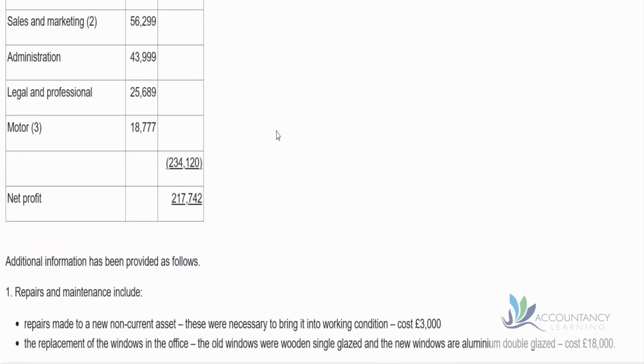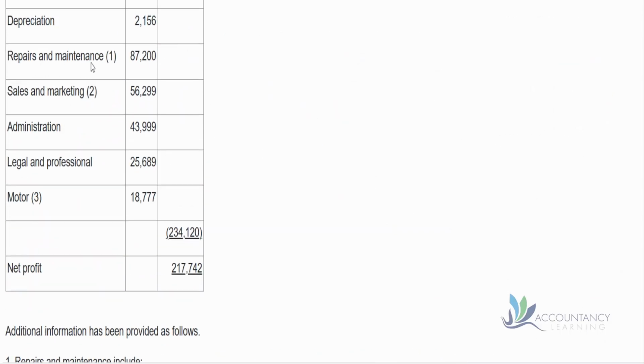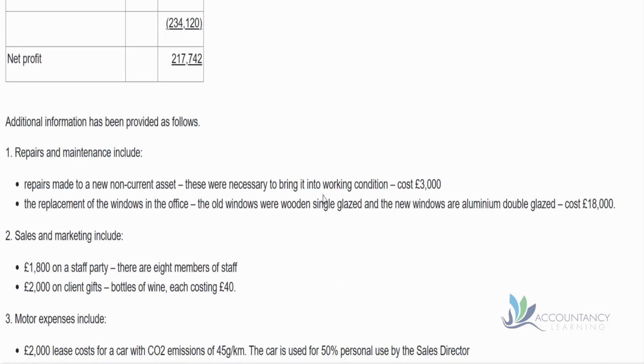Okay, so we've dealt with the repairs and maintenance. So let's move on to the second number now. Below that, we've got our sales and marketing. So there's the total expense, but again, we've got a note here. So let's have a look at note 2. So sales and marketing include 1,800 on a staff party. And there's also 2,000 on client gifts. So these are bottles of wine, each costing £40 each.